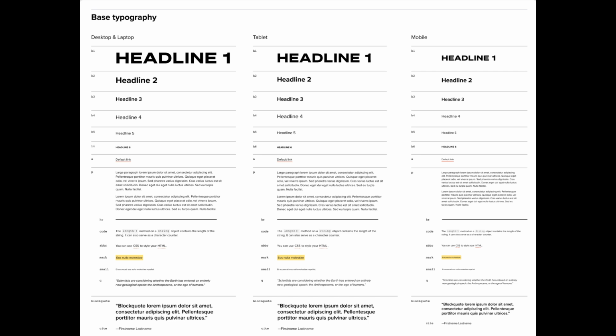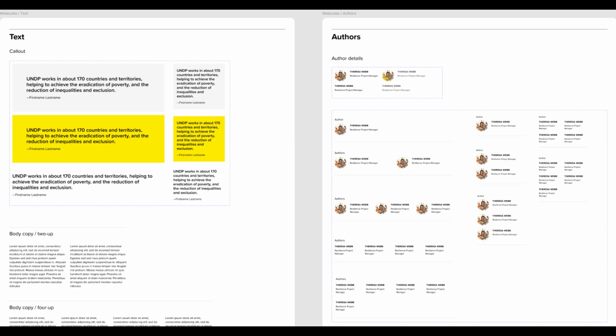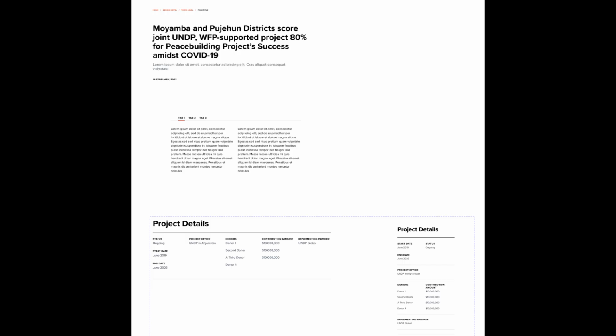This next section is the base typography, which covers desktops, tablets, and mobile devices. And from there, they go on to look at molecules, which look at color added to the text and also photos added to the text, in this case, mostly author profiles. And finally, they show organisms, which look at full page views of different kinds of designs.